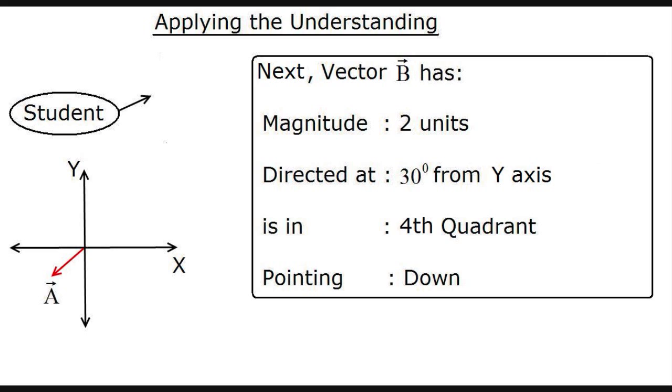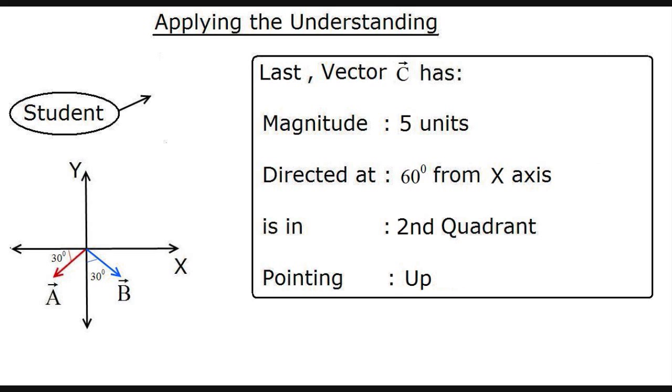Next, vector B bar has a magnitude of 2 units, is directed at 30 degrees from the y-axis, is in the fourth quadrant, and is pointing down. And last, vector C bar has a magnitude of 5 units, is directed at 60 degrees from the x-axis, is in the second quadrant, and is pointing up.